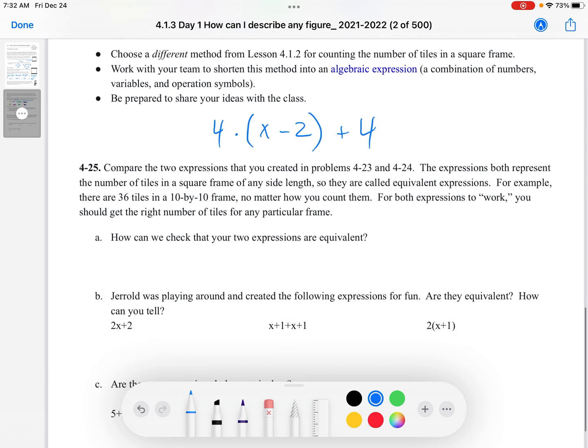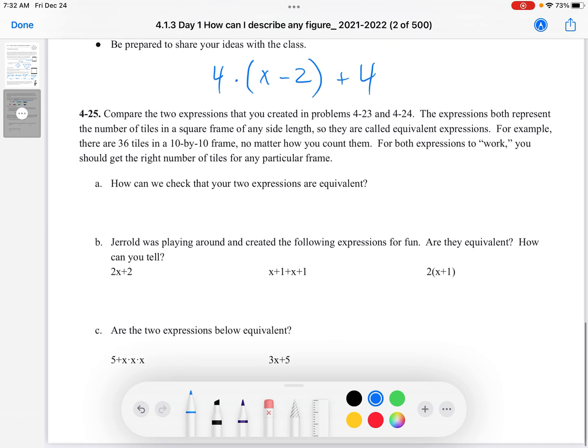So compare the 2 expressions that you created in problem 4-23 and 24. The expressions both represent a number of tiles in a square frame of any side length, so they are called equivalent expressions. For example, there are 36 tiles in a 10 by 10 frame, no matter how you count them. For both expressions to work, you should get the right number of tiles for any particular frame. How can we check those 2 expressions to see if they're equivalent?